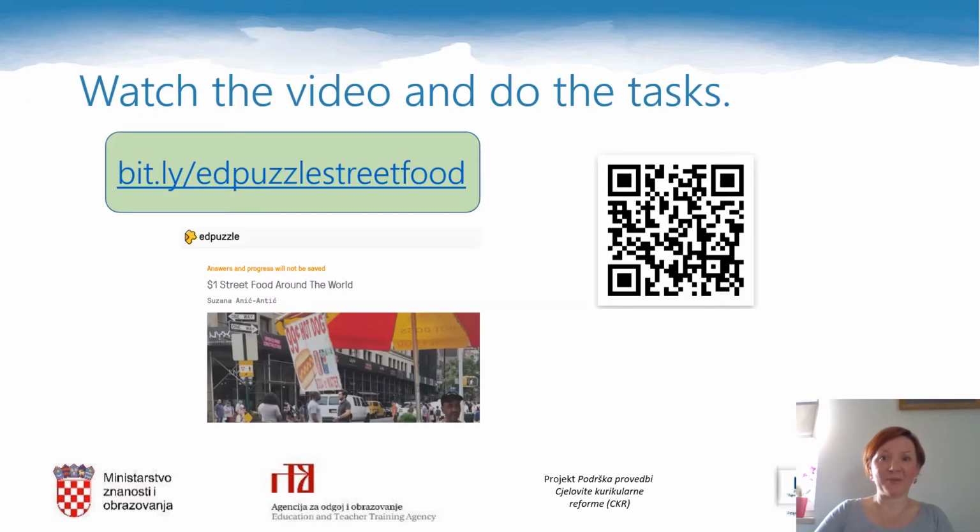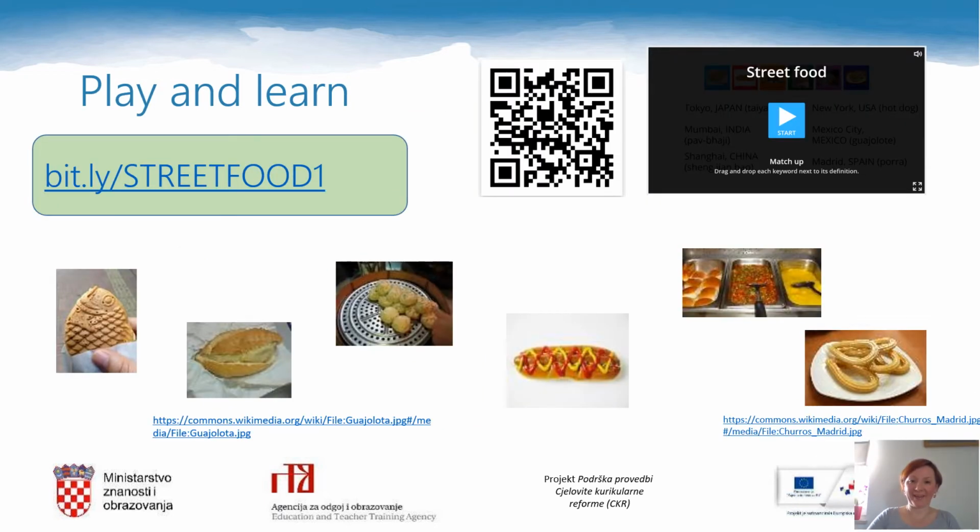Now that we've learned some new vocabulary, some new street food, let's do the following task. You will have to watch a video. It's called $1 Street Food Around the World. Just follow the link on the slide or scan the code. Watch the interactive video and answer the questions. You can pause this video now and do the task. And we're back. I hope you enjoyed the video and that you've learned some new things.